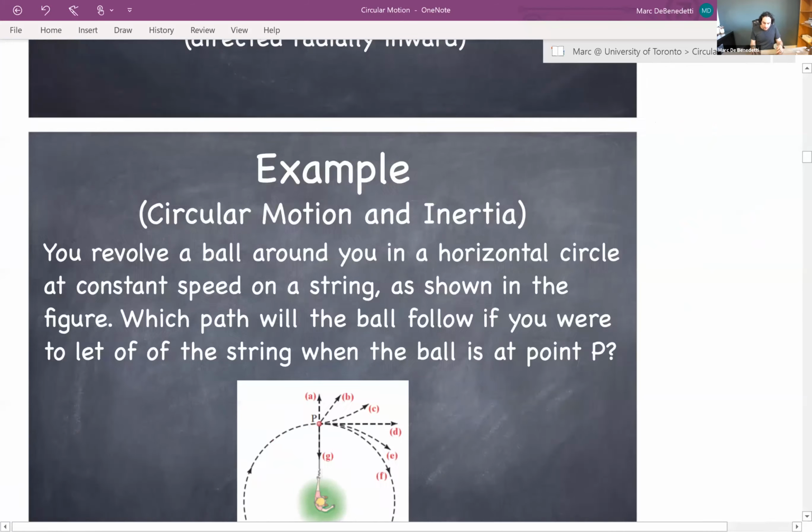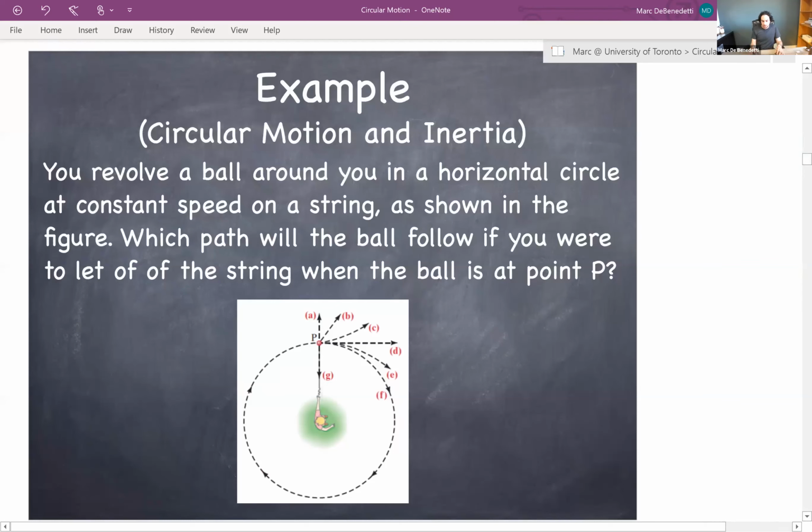Okay, so here's a conceptual example. And normally I would do a polling for this, but just for the sake of time, we're going to go through it without a polling. You revolve a ball around your head in a horizontal circle with a constant speed, attached to a string as shown below. Which path would the ball follow if I just let go of the string? You see here I've let go of the string. What path would the ball follow if I let go of the string when the ball was right here?